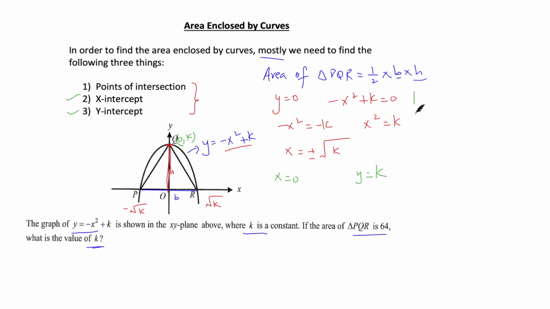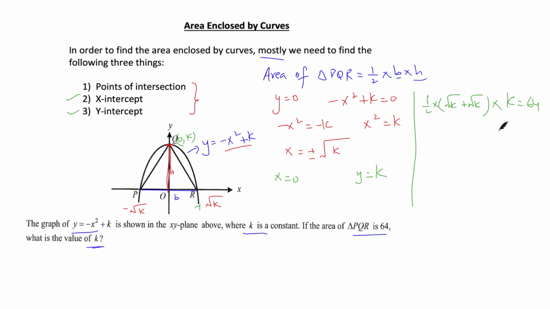We have our base. Let's apply this formula: half into base into height. So what is the base? This is positive square root of k. This is negative, but this is the length, so I'll just add these two and ignore the negative sign. So half into the base, which is square root of k plus square root of k, ignoring the negative sign, into height, that is this k, into k equals 64.